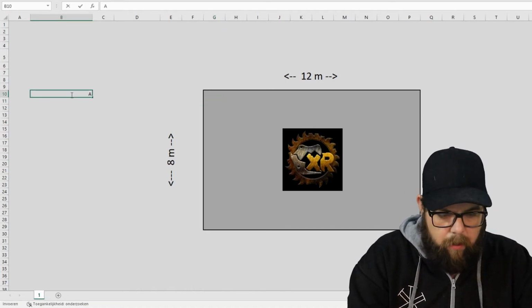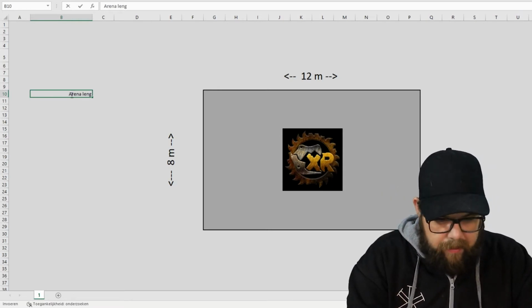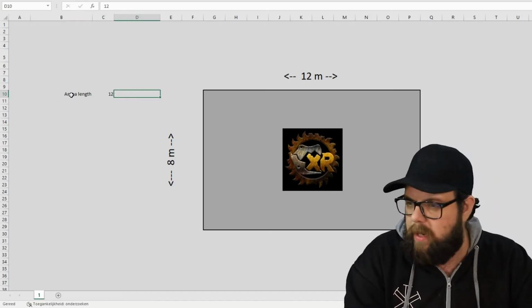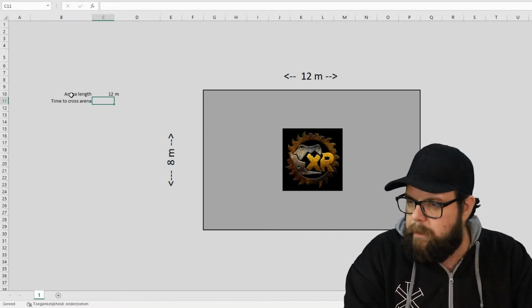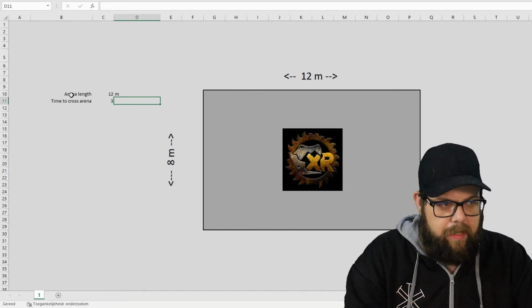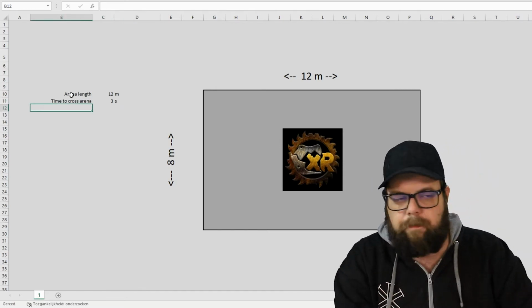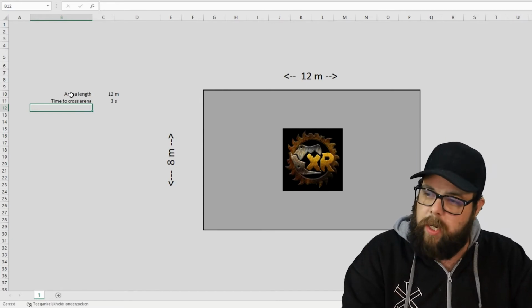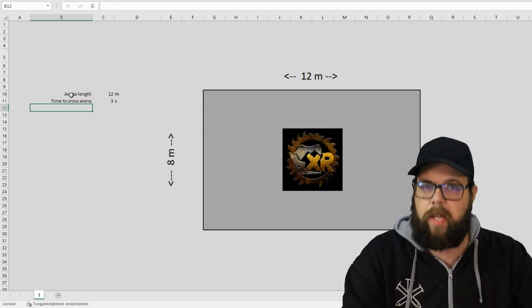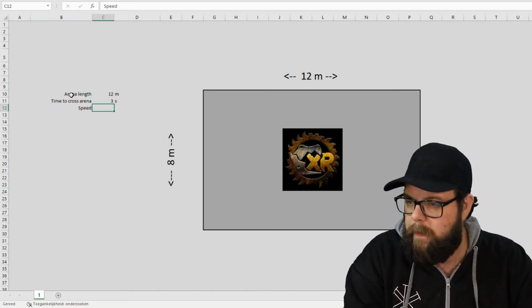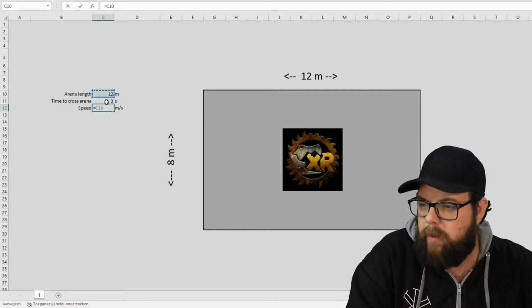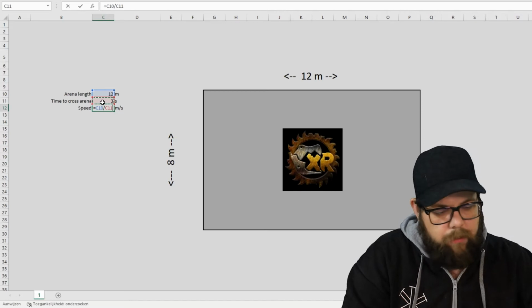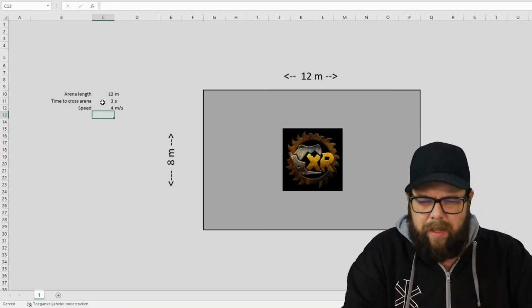First we have the arena length, and we know this is 12 meters. Time to cross the arena, and that will be 3 seconds. We know the arena is 12 meters. We know we want to cross it in 3 seconds. And now we can get a speed for the robot. Speed in meters per second: we take the 12 meters and divide it by 3 seconds. So 4 meters per second.